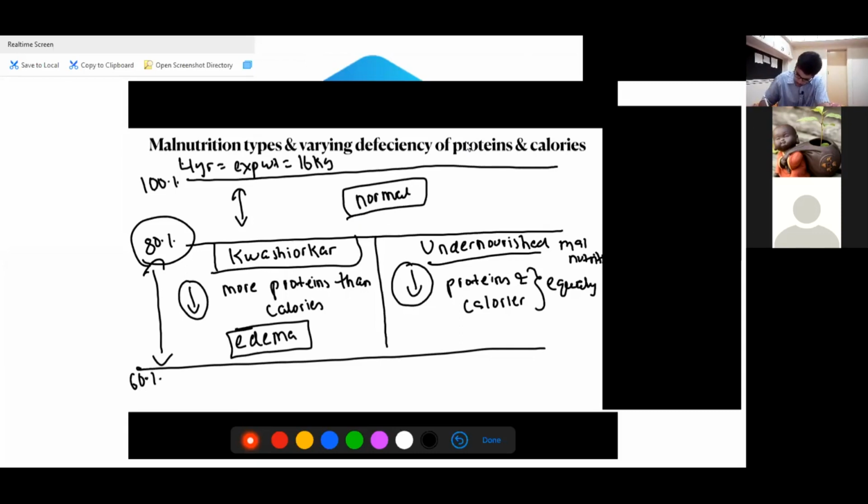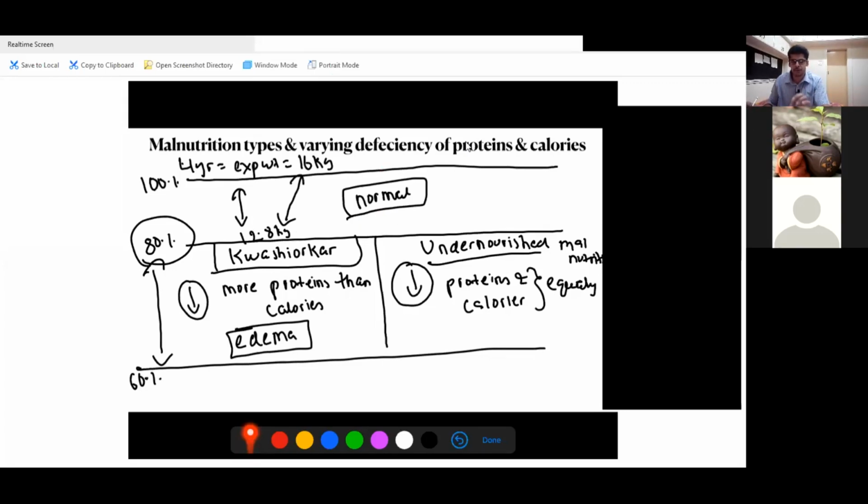So here it will be 12.8 kilo. Between 16 kilo and 12.8 kilo, whatever the weight, those children are normal. They are not malnourished. That means 12.9, 13, 13.5, 14 are not malnutrition. All those children below 12.8 fall under malnutrition.